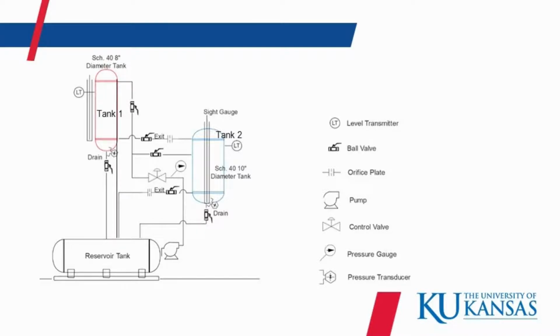Also shown is the controller in the middle. That's the actual PID controller that we are tuning for this experiment. Other things that you can see on this PID are all of the valves involved, the sight glasses on each of the tanks to see the liquid level, and the pressure transducers.